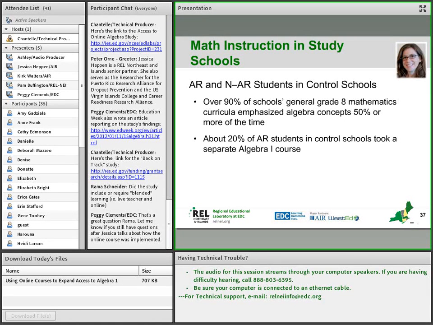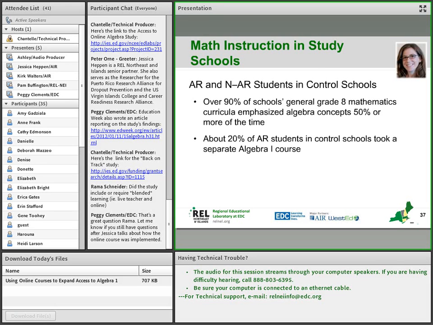About 20%, so 1 in 5 of those students did that when we collected information about the math classes they were taking and the content they were covering in their 8th grade math class. Back when I said at the outset of the study, we knew that some of the students went to the high school for Algebra I, or in some schools they made it work with some but not all of the students. We certainly expected a small percentage of students in control schools to take a formal Algebra I course.